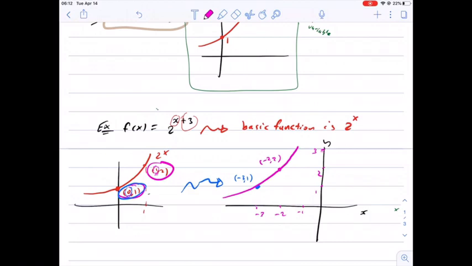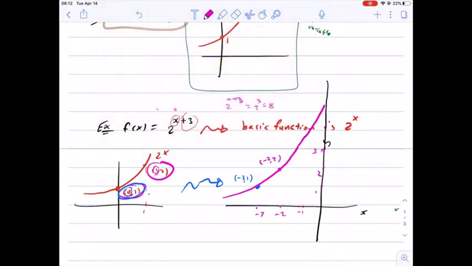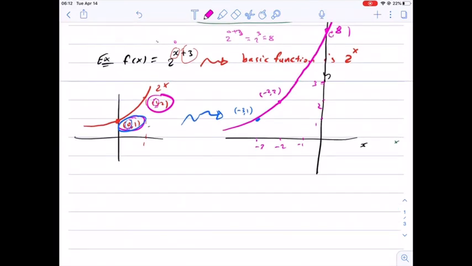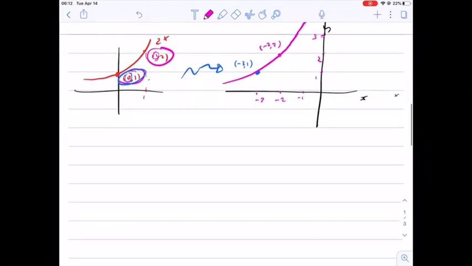Now what is the y-intercept? The y-intercept is, by just substituting x equals 0, we get 2 to the power 0 plus 3, which is 2 to the power 3, that's equal to 8. So the graph intersects the y-axis at 0, 8. So this is the graph of 2 to the power x plus 3. And you can apply this method on different functions and different translations of the basic exponential function.